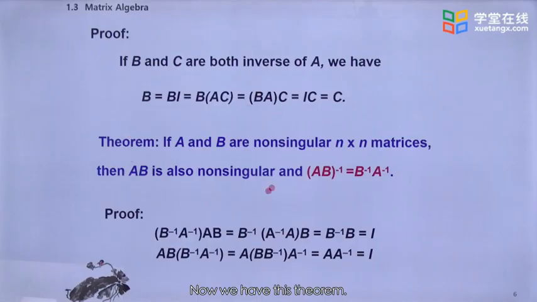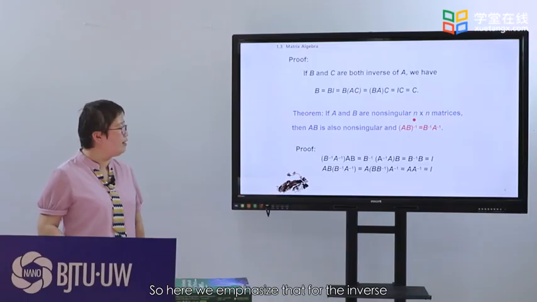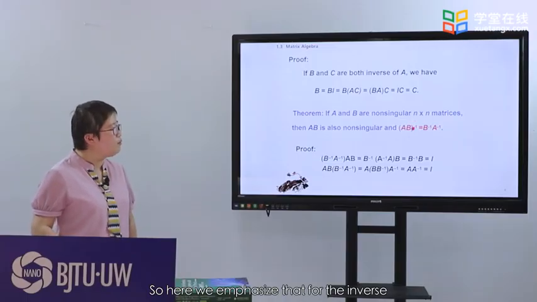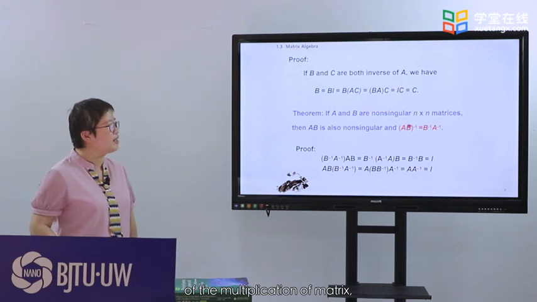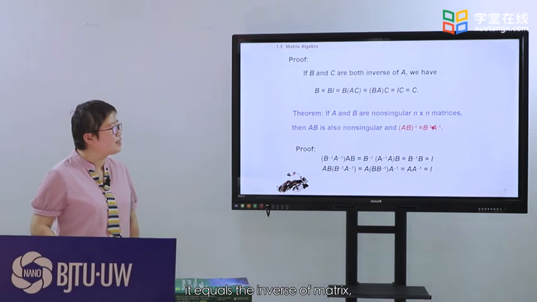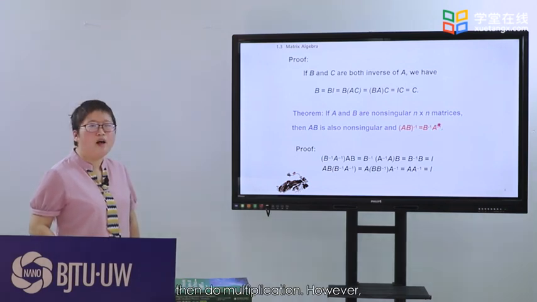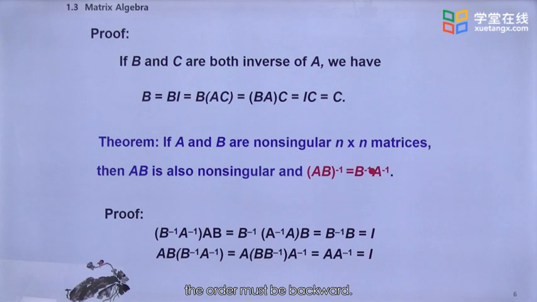Now we have this theorem. If A and B are non-singular n by n matrices, then AB is also non-singular, and the inverse of AB equals B inverse times A inverse. Here we emphasize that the inverse of a product of matrices equals the product of the inverse matrices. However, the order must be backward. So the inverse of AB equals B inverse first, then times A inverse.